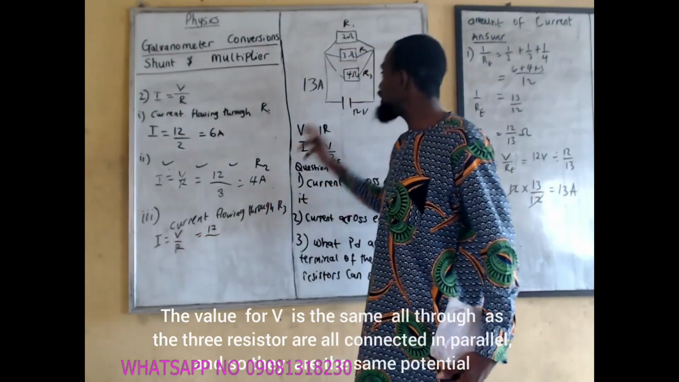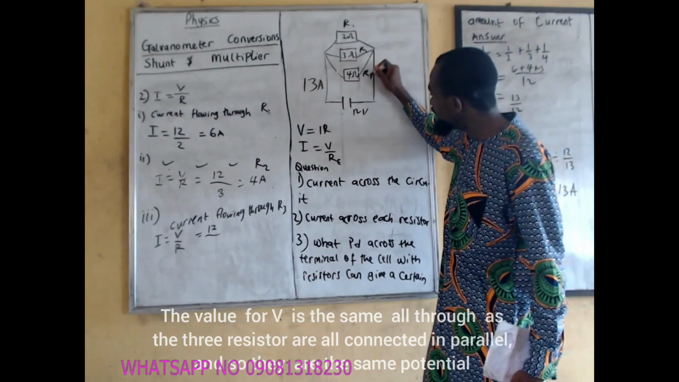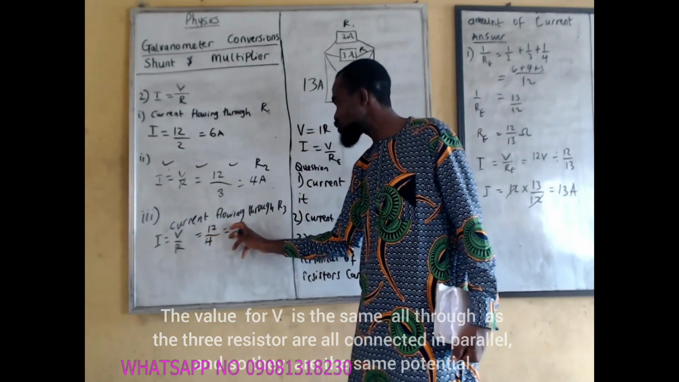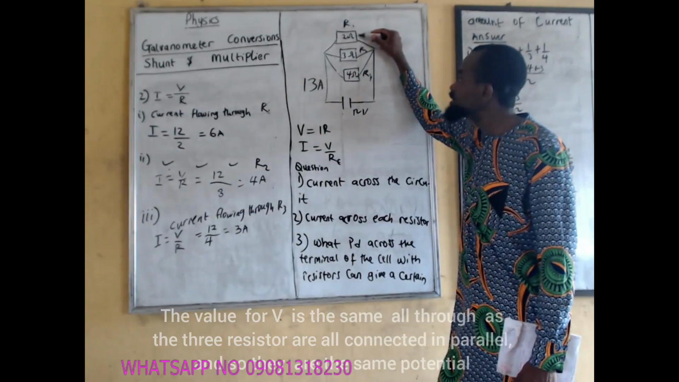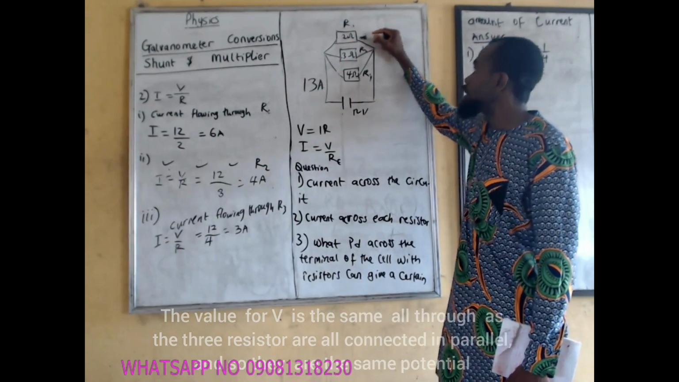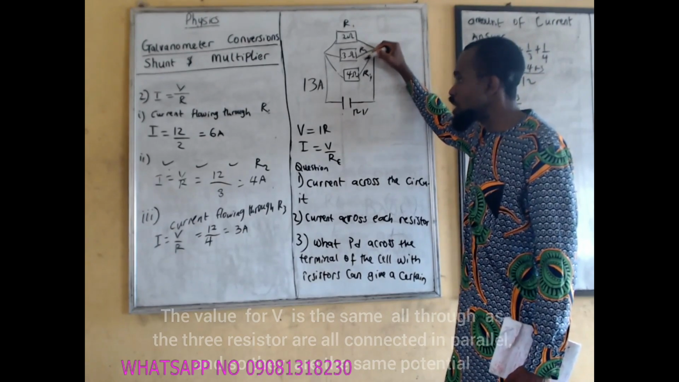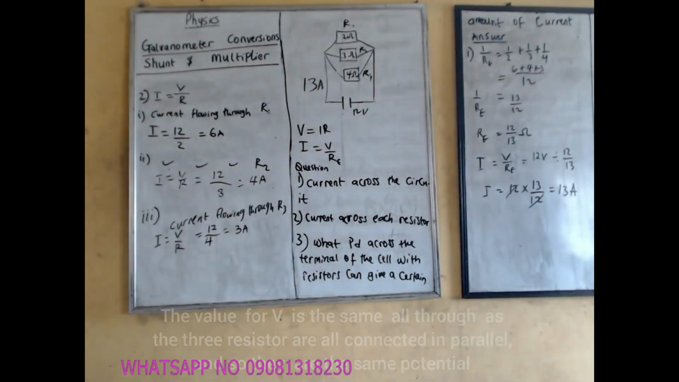Now, because we are looking at the current flowing through R2, we are looking at the resistance of R2, which is 4 ohms. So 12 divided by 4 is 3 ampere. So the current flowing through this resistor R1 is 6, the current flowing through this second resistor is 4, and the current flowing through this third resistor is 3.